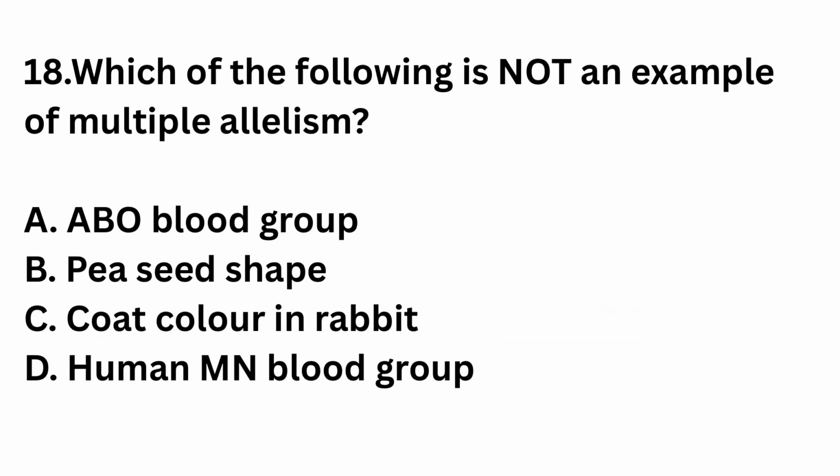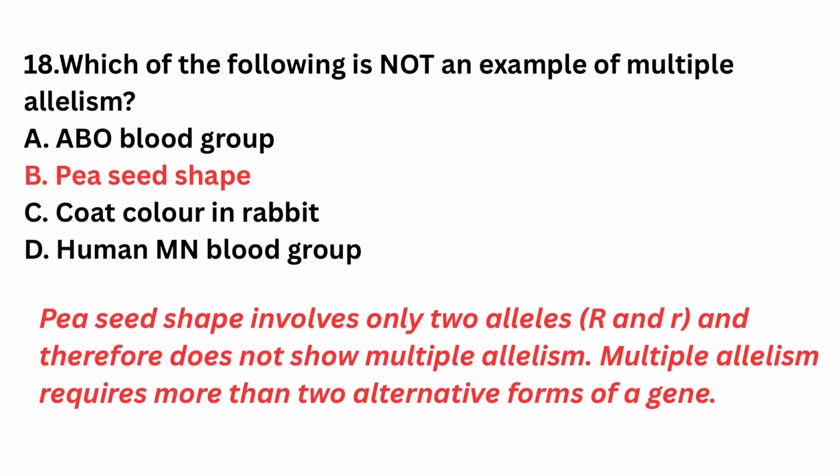Question number 18. Which of the following is not an example of multiple allelism? ABO blood group, pea seed shape, coat color in rabbit, human MN blood group. The right answer is option B, pea seed shape. Pea seed shape involves only two alleles, dominant R and recessive r, and therefore does not show multiple allelism. Multiple allelism requires more than two alternative forms of a gene.